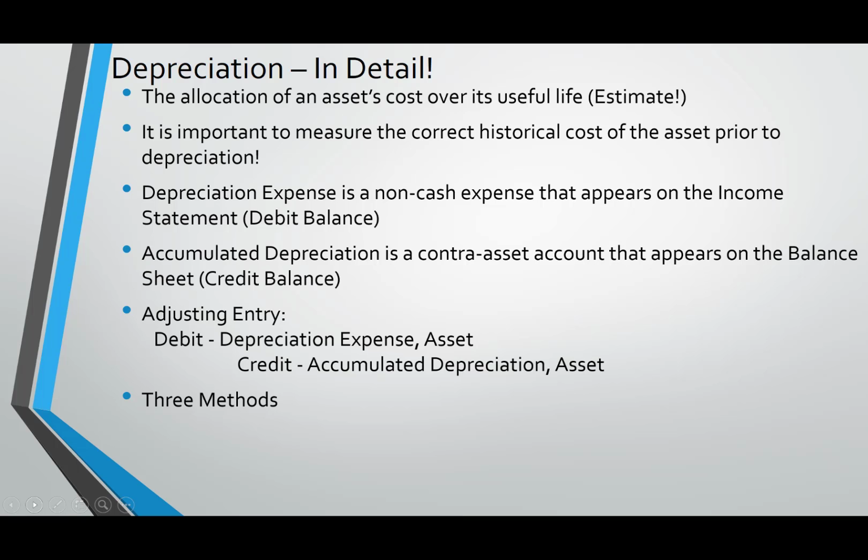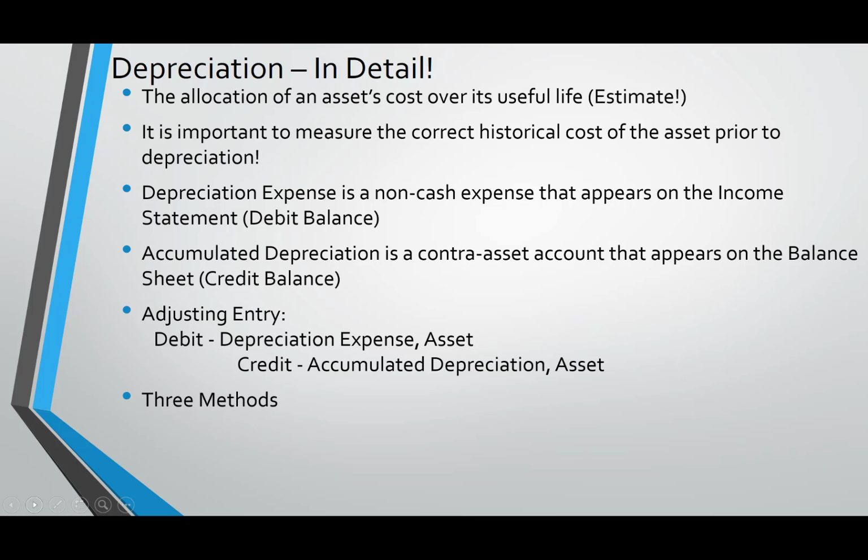Remember, 2 main accounts are impacted. Depreciation expense is a non-cash expense that will appear on the income statement and reduce net income. Remember, accumulated depreciation is a contra asset account that appears on the balance sheet, and remember, a contra asset account has a credit balance. Our normal adjusting entry for depreciation would be to debit depreciation expense for the asset that we're depreciating and credit the accumulated depreciation of the asset we're depreciating.